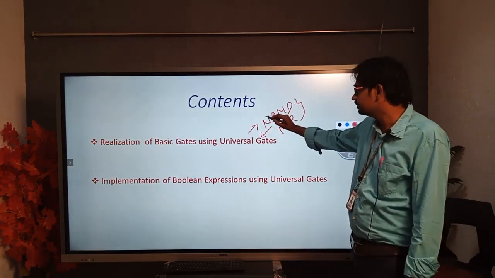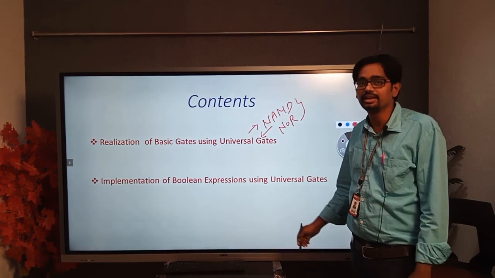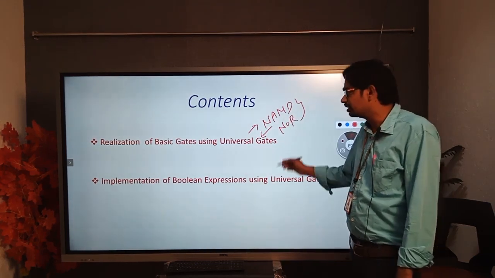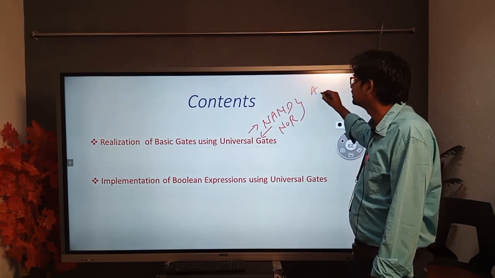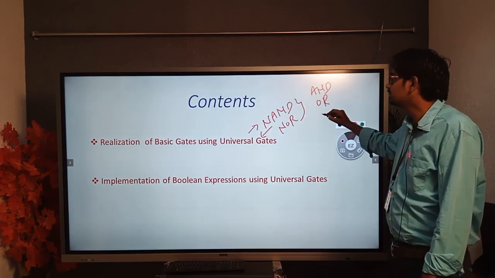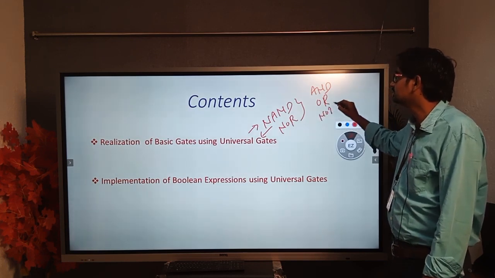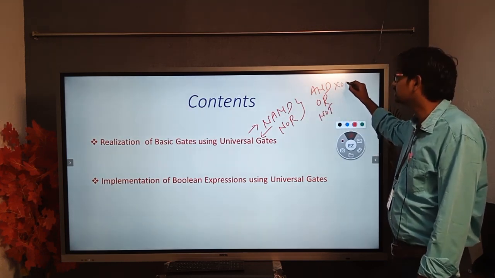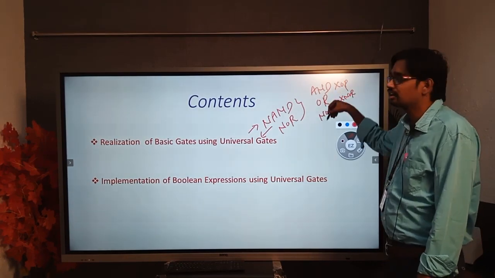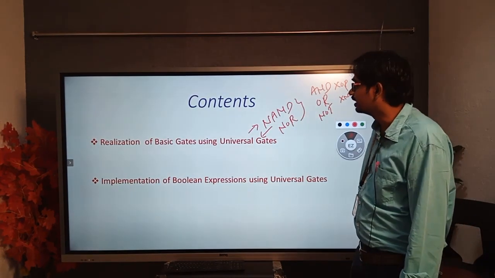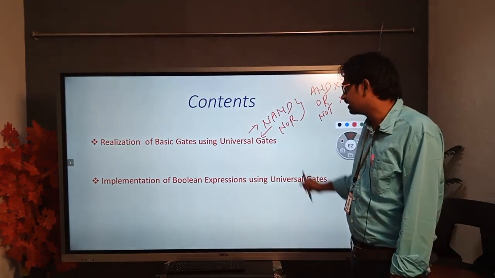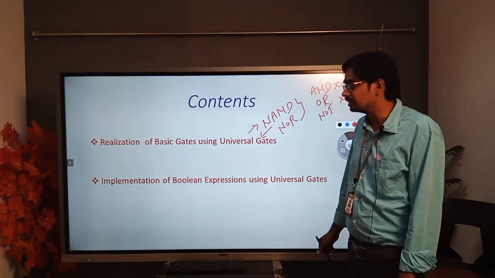Because with the help of these two gates, we can implement any Boolean function, or construct any type of gate. You can construct AND gate, OR gate, NOT gate, XOR gate and XNOR gate. You can construct all types of gates with the help of NAND and NOR gates. That's why the name is universal gate.